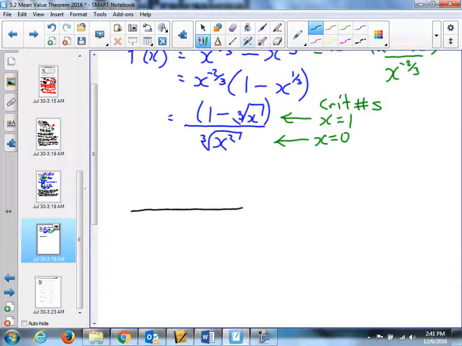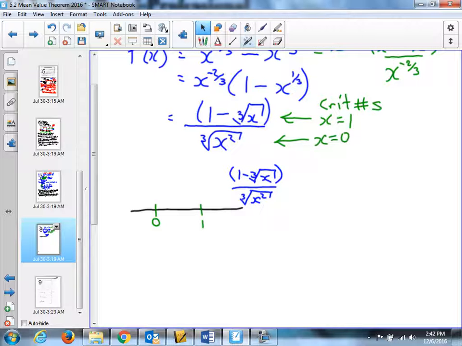So I'll put in my 0 and my 1, and 1 minus cube root x over cube root of x squared. There we go. The numerator gives me a 0 here. Anything higher than that? Positive. No. Tell me.